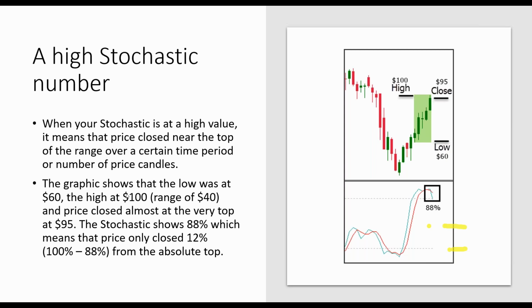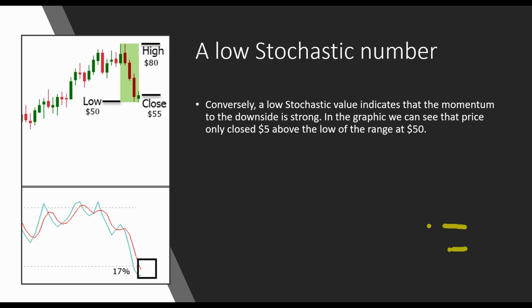So when your stochastics is a high value, it means that the price closed near the top of the range over a certain time period. This is the same chart that you have in the handout. Here the graphic shows the low was at $60, the high was at 80. So your range was $40. The price closed almost at the very top near 95. Stochastics showed 88%, which means the security only closed 12% from its absolute top.